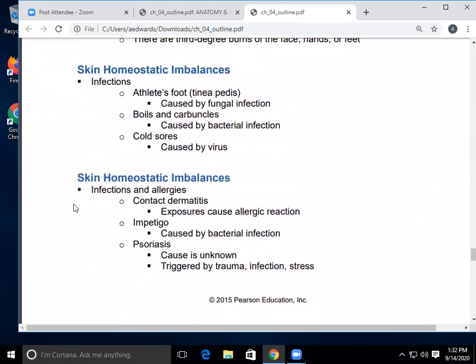So they would severely compromise your activities of daily living. All right, other homeostatic imbalances. You have infections. So things like athlete's foot, also known as tinea pedis. And that's a fungal infection. So it's caused by a fungus, whereas boils and carbuncles are caused by bacteria.